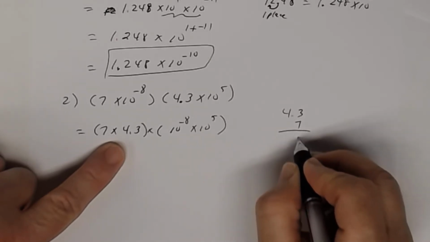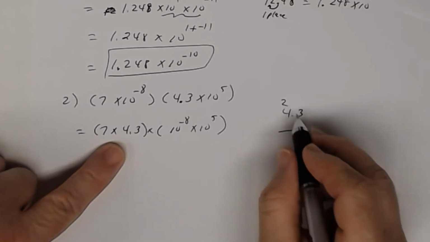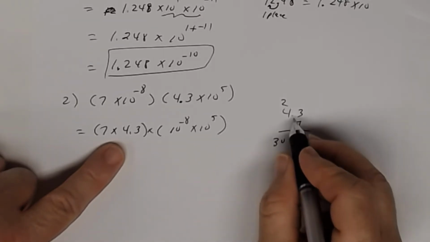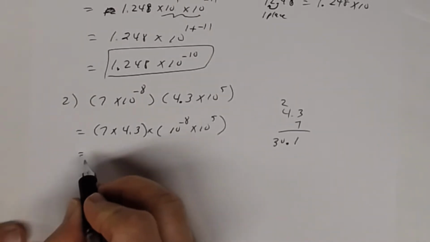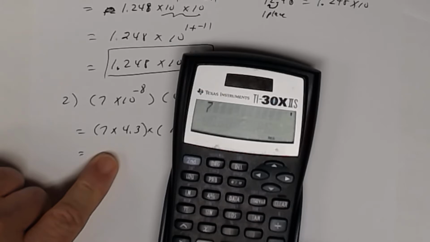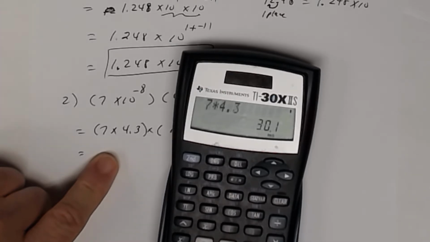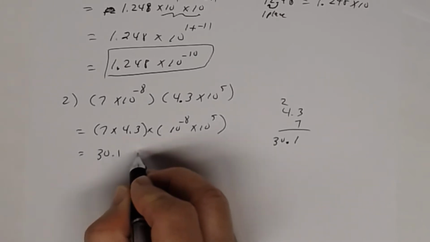7 times 3 is 21. Carry the 2. 7 times 4 is 28, plus 2 is 30, with one decimal place. So I get 30.1. And double check: 7 times 4.3 equals 30.1. So it becomes 30.1 times.